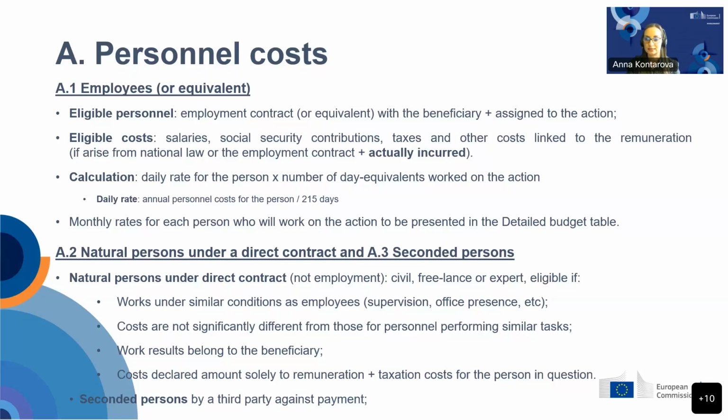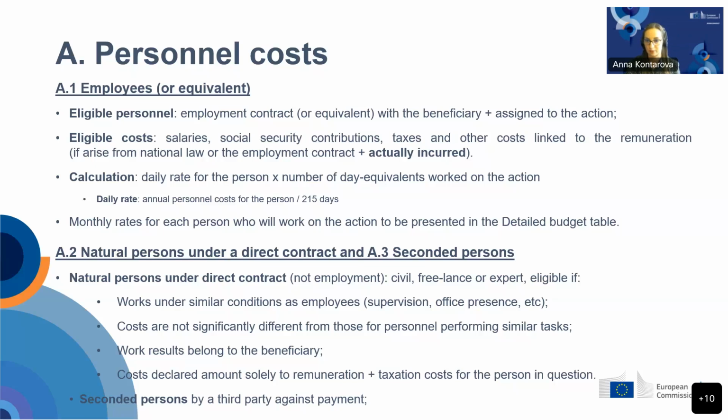Equivalent in this case means equivalent appointing act of civil servants, and they have to be assigned to the action. So eligible cost can include salaries, social security contributions, taxes, and other costs linked to the remuneration if they arise from the national law and the employment contract, and they are always actually incurred.